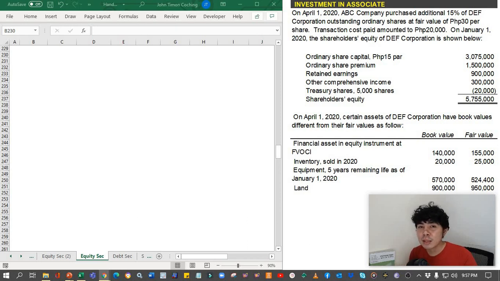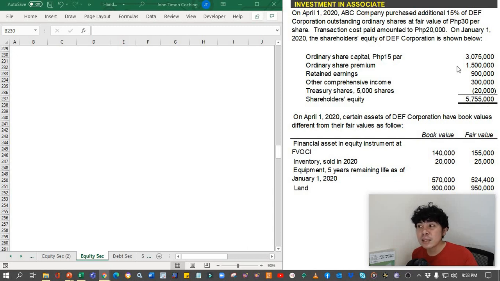Pero syempre, alam naman natin na kapag sinabing net asset, yun yung excess ng assets over liabilities, di ba? Which is also equal to the equity. Syempre, pag sinabing equity, since si DEF Corporation na associate ay isang corporation, yung equity niya is the shareholders' equity. At based sa ating information, meron tayong information about the shareholders' equity ni associate. At magkano ang kanyang shareholders' equity? Siya ay 5,755,000 pesos. Ibig sabihin, ito yung difference ng assets and liabilities ni associate.